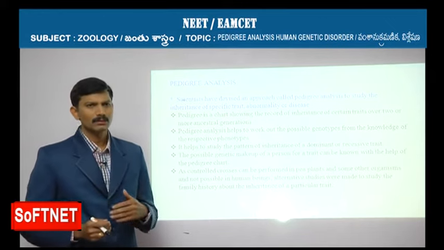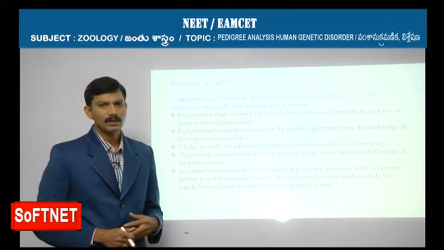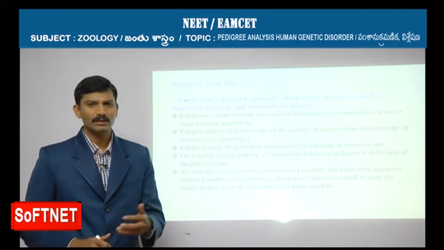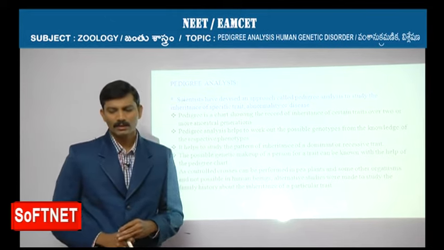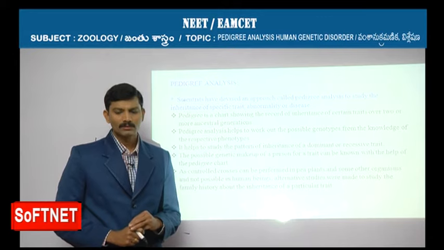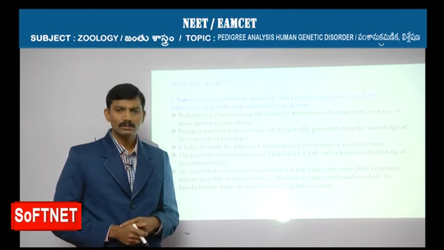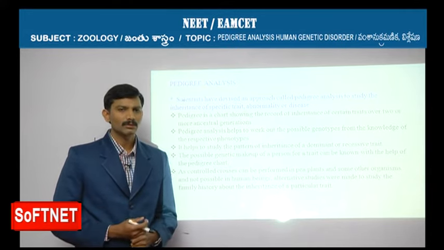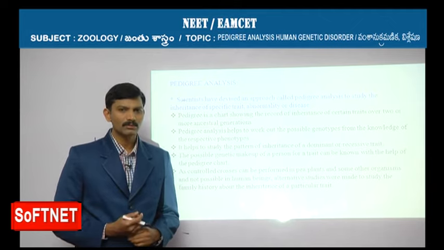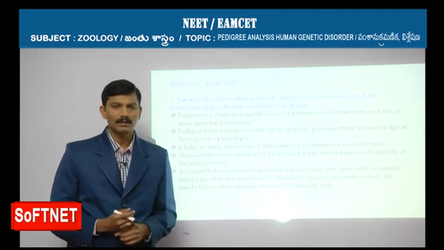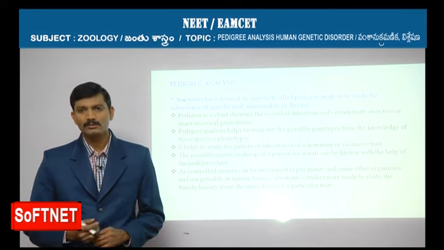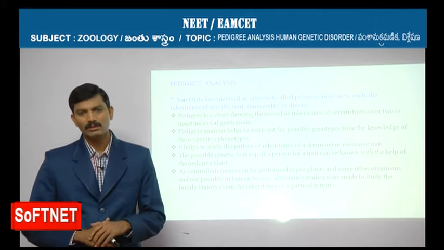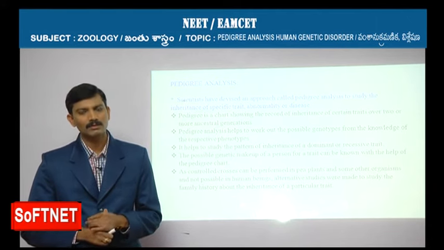And the possible genetic makeup of a person for a trait can be known with the help of this pedigree chart. In lower organisms, like microorganisms, pea plants, or other organisms in which most of the genetic experiments were conducted, controlled crosses are possible. But such controlled crosses are not possible in human beings, so an alternate approach was invented to study the trait in human beings. Studies were made of the family history of the inheritance of a particular trait.